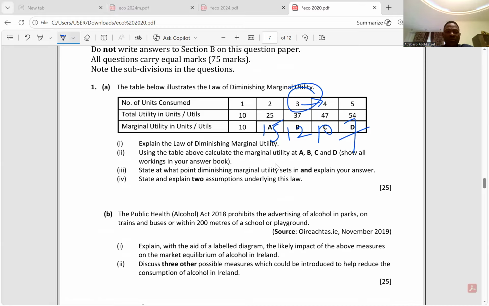So now question 4, they said state and explain two assumptions underlying this law. That consumers have to behave rational. That's one. That consumers have to behave rational.